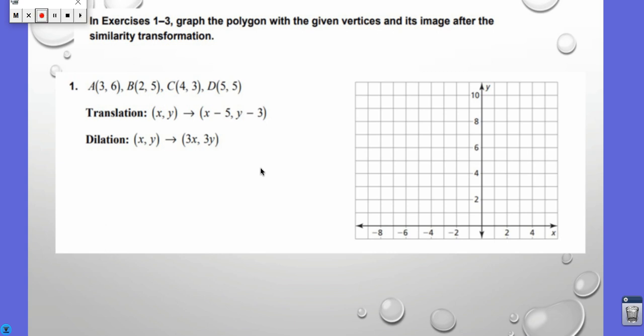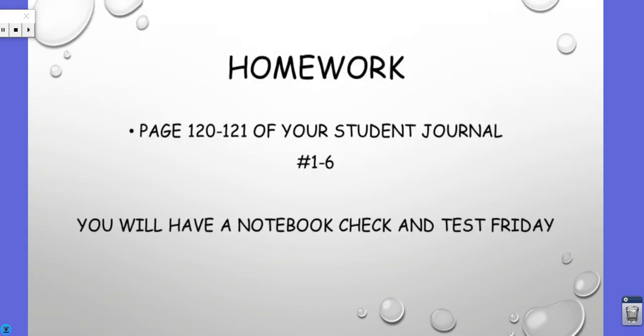All right, guys, so we will have our first unit test this Friday. So let's go ahead and jump into this review. This is page 121 of your student journal, and we're going to do 1 through 6.